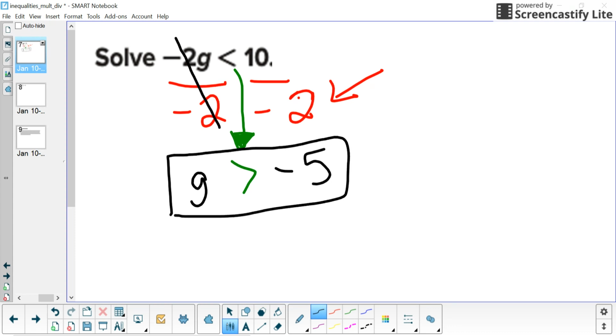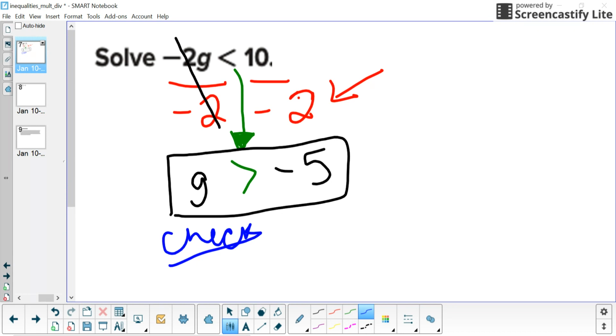Why do you flip it? Because if you don't, then your check isn't going to work. So let's check and make sure that it works. This is why it's a good idea to do your check, even if you're mentally doing your check, because if you didn't flip the inequality symbol, your check wouldn't work out.